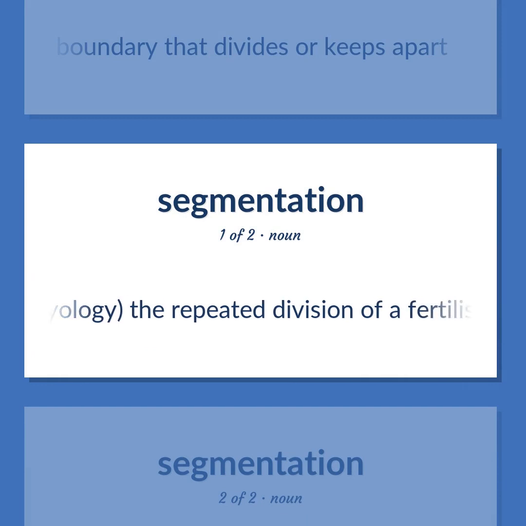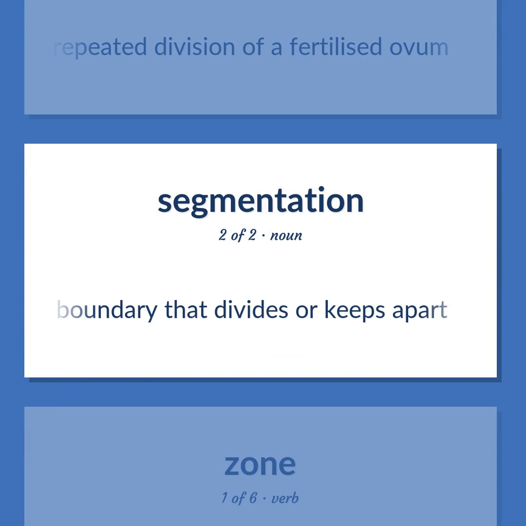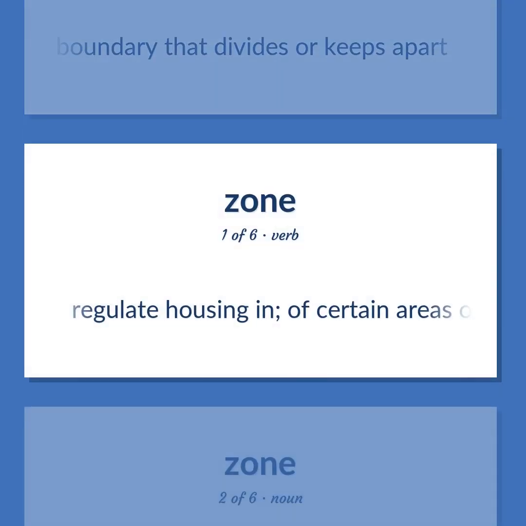Embryology. The repeated division of a fertilized ovum. The act of dividing or partitioning. Separation by the creation of a boundary that divides or keeps apart. Regulate housing in. Of certain areas of towns.